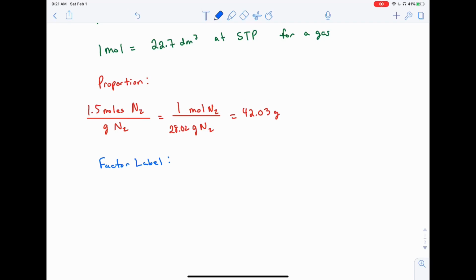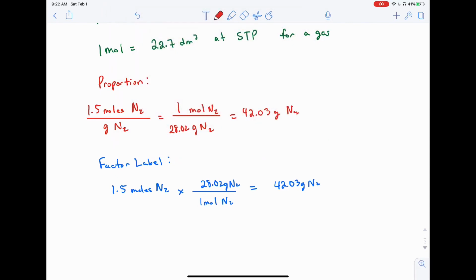Okay. The factor label method uses each conversion as a fraction that you multiply by to cancel out units, kind of like you can also do in math. And so this problem, the exact same problem, would look like this. In factor label, you're multiplying by a conversion so the units cancel out. So you multiply here by 1 mole of N2 is equal to 28.02 grams of N2, and you still get 42.03 grams of N2.